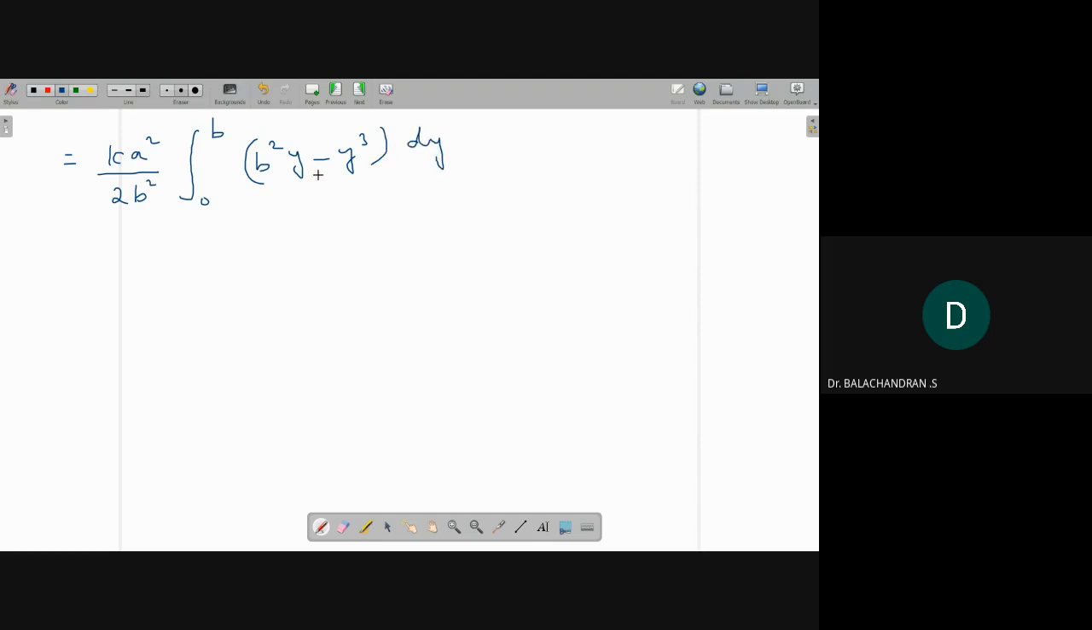Now integrate with respect to y. So k a square by 2b square, b square into y square by 2 minus y power 4 by 4.